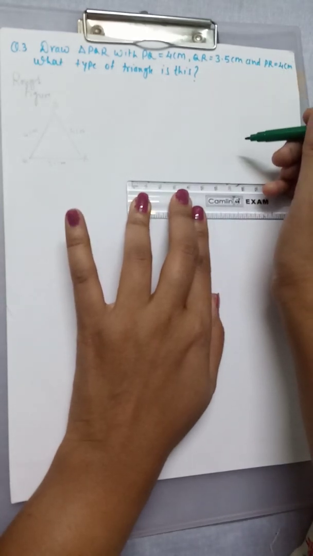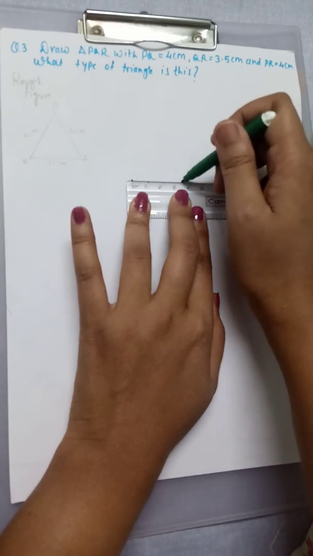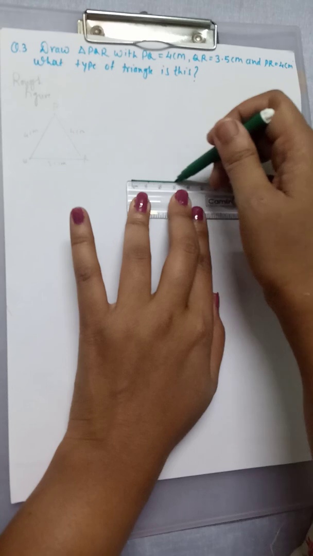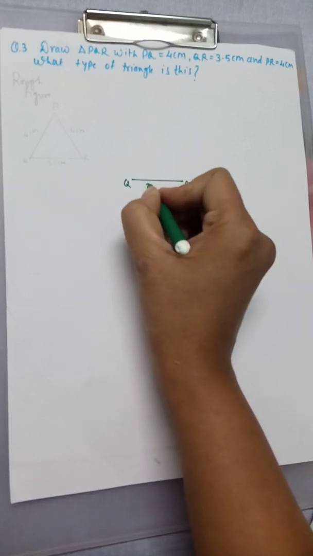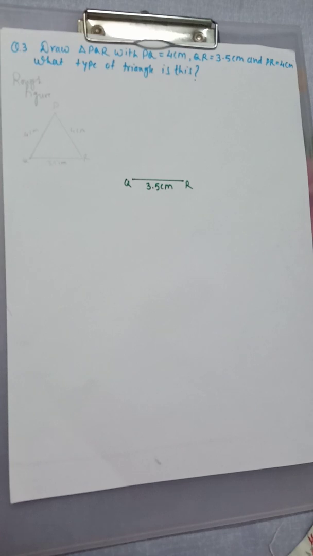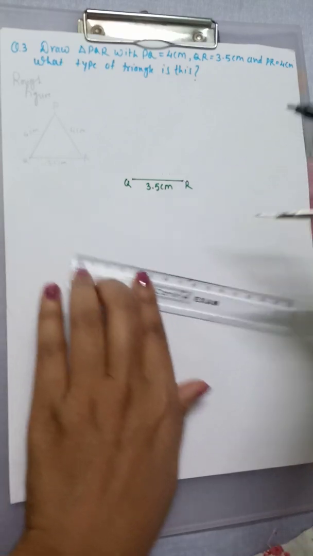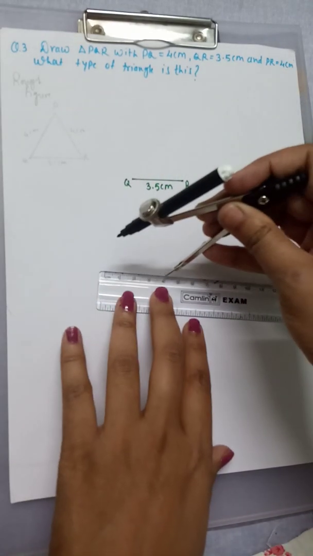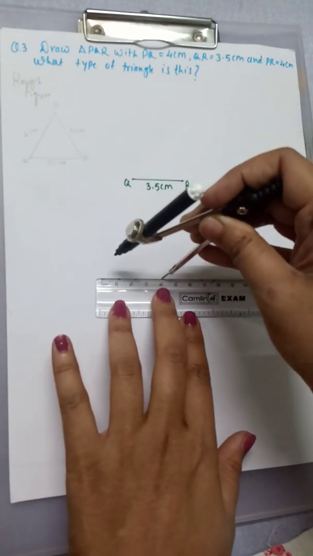So here you can see, after 5 lines, QR I can draw 3.5 centimeter line segment. We can give QR right here 3.5 centimeter. Now after this we have to draw both two sides, which will be same, PQ and PR. So stretch your compass 4 centimeter.